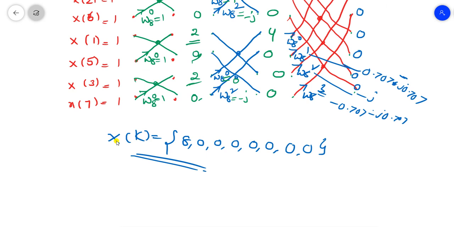Okay, so this way we perform the decimation in time algorithm, that is, by using the DIT algorithm. We are performing the discrete Fourier transform by using the decimation in time algorithm.